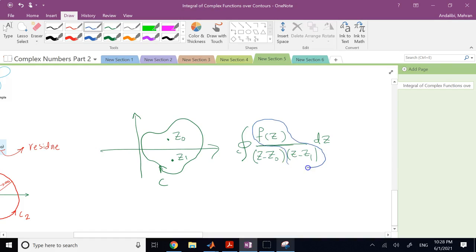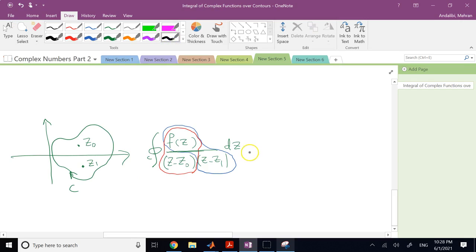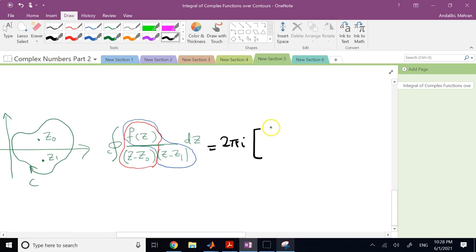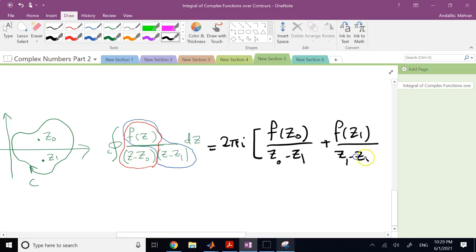You have to evaluate this function at z equals z0, and for z equals z1, it is going to be this function that you calculate at z1 and then times 2 pi I. So the result is going to be like this: 2 pi I times f at z0 divided by z0 minus z1 plus f at z1 divided by z1 minus z0.